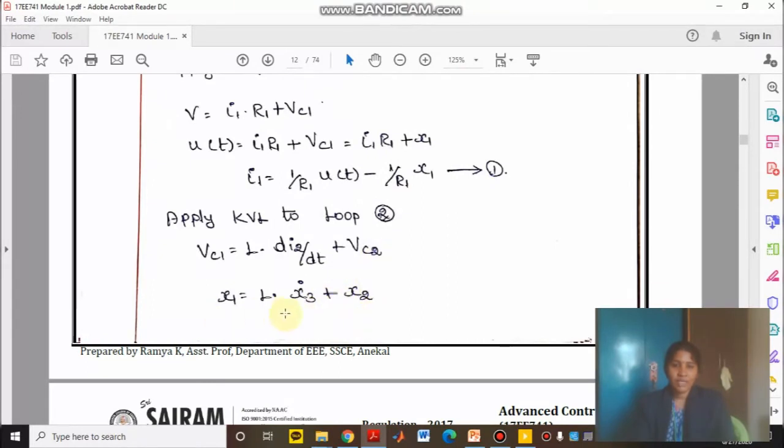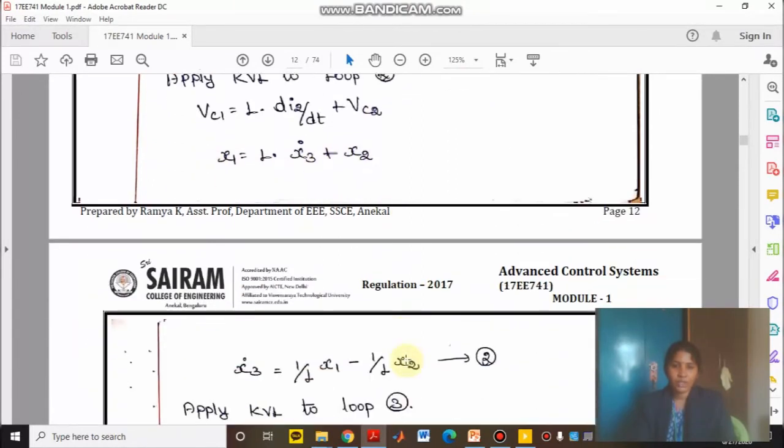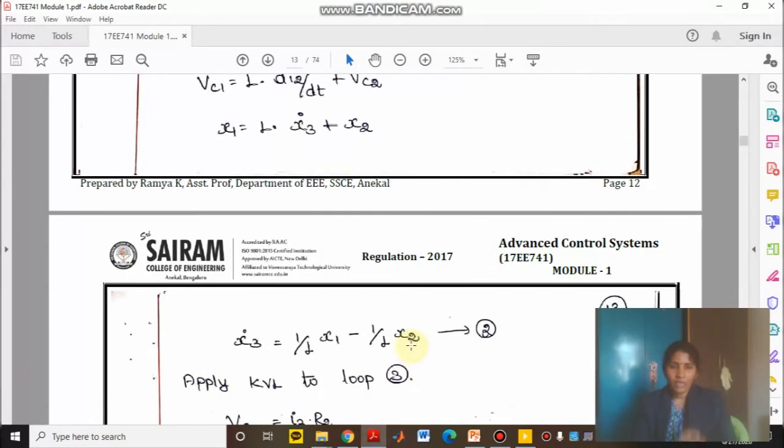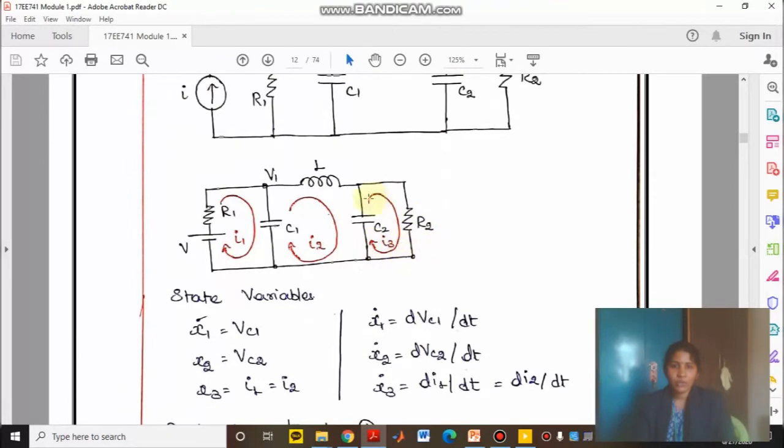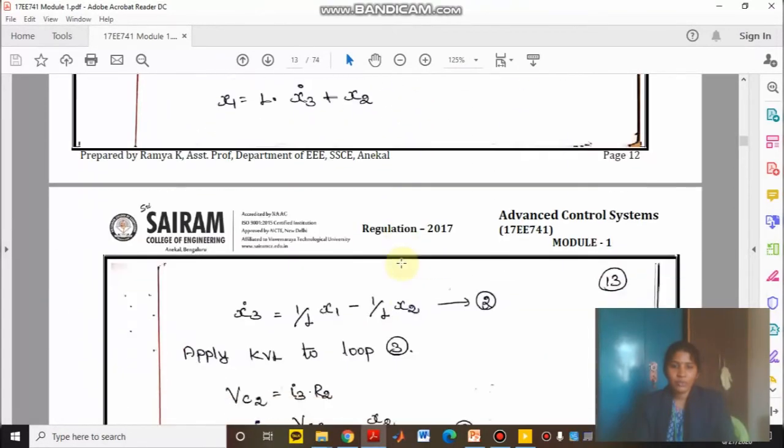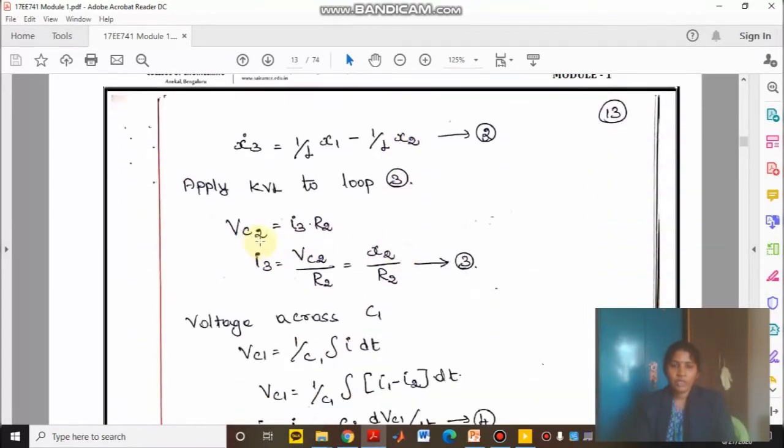From this we can identify X3 dot, because our main aim is to identify X1 dot, X2 dot and X3 dot. X3 dot is identified. After identifying it, you apply KVL to the next loop. When you apply KVL to loop 3, you get VC2 equal to I3 into R2. Now replace all these physical quantities with the state variable quantities.